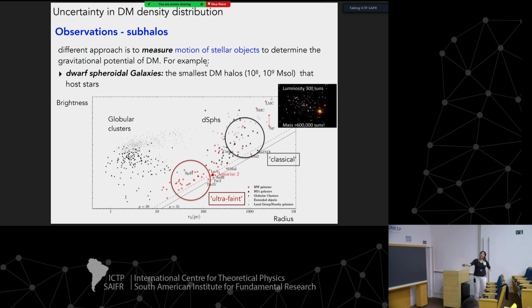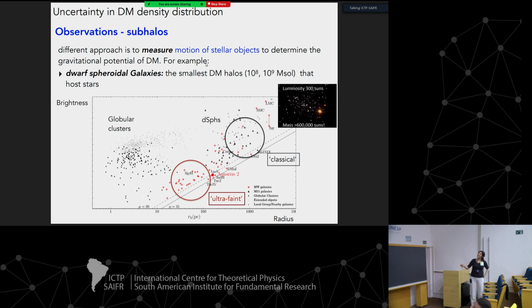And globular clusters are objects that are very bright and very small, 1 parsec or so. These objects do not have dark matter. It is not so clear how they do not have dark matter, but it's believed that they got stripped of their dark matter content. So even though they have a similar number of stars as dwarfs, they do not have dark matter at all.